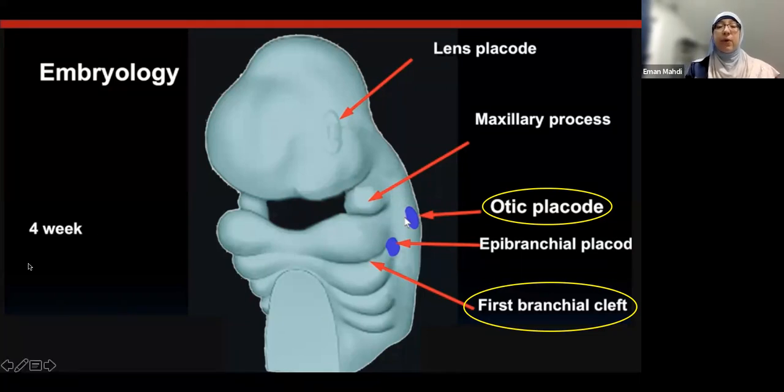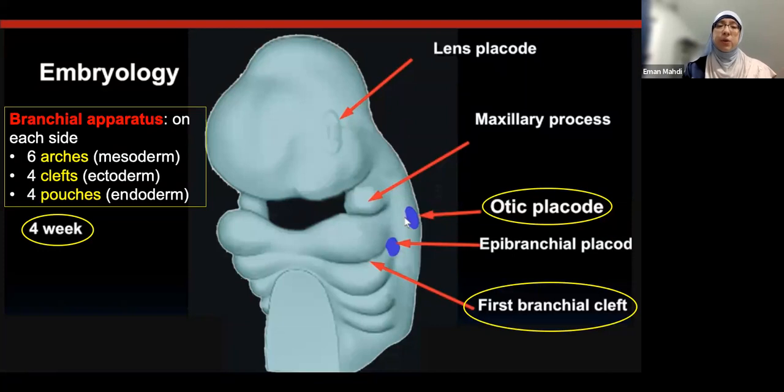So around 4 weeks of gestation, that's when the ear structures start to develop, and it's basically related to the branchial apparatus, on each side of which there are 6 arches that form the mesoderm. There are 4 clefts. As you can see here, these are the clefts that form the ectoderm, and then pouches on the inner surface that form the endoderm. And then we'll see the importance of all this on the next slide.